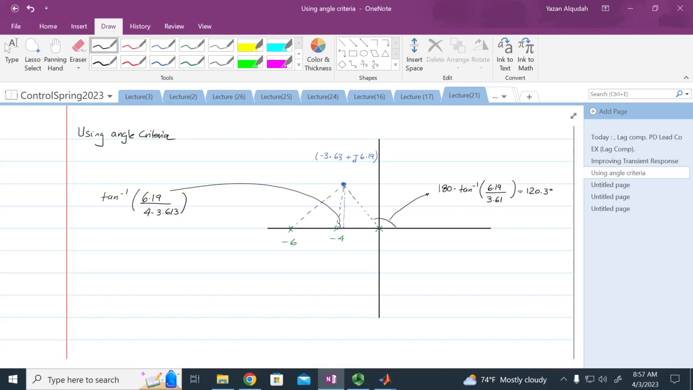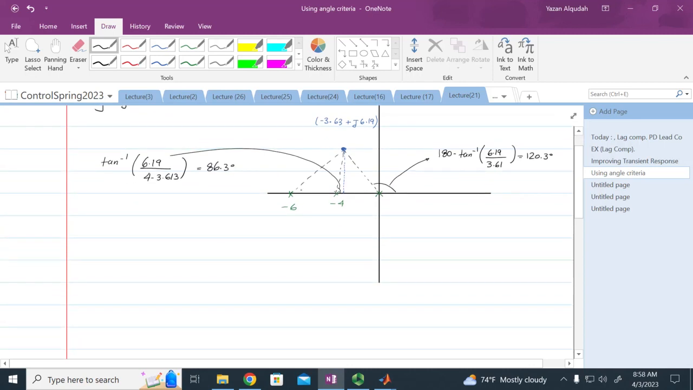Now, don't be confused that these locations are negative, because we're looking at distances. Does that make sense? This is a positive distance. Okay, so this is going to equal 86.3 degrees.